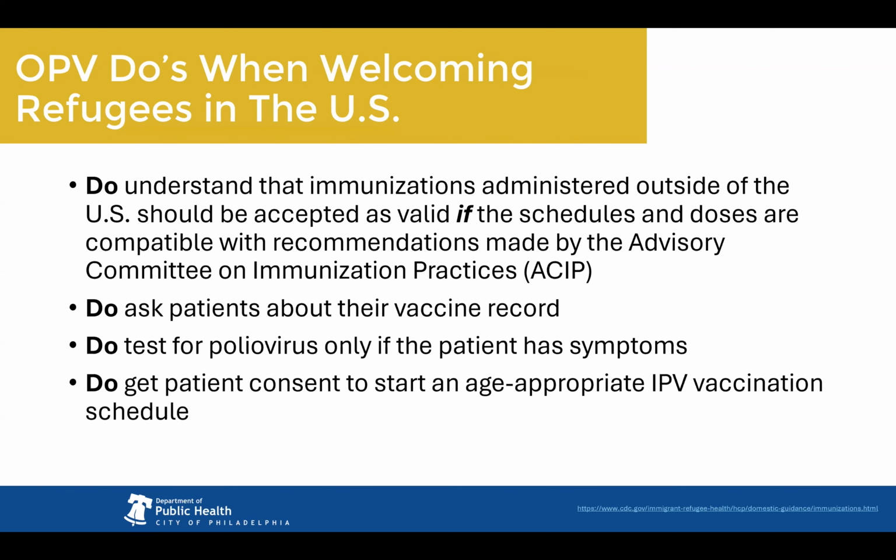We have a few OPV do's when welcoming refugees in the U.S. We encourage that you understand that immunizations administered outside of the U.S. should be accepted as valid if the schedules and doses are compatible with recommendations made by the ACIP. Do ask patients about their vaccine record. Do test for poliovirus, but only if the patient has symptoms. And do get patient consent to start an age-appropriate IPV vaccination schedule.